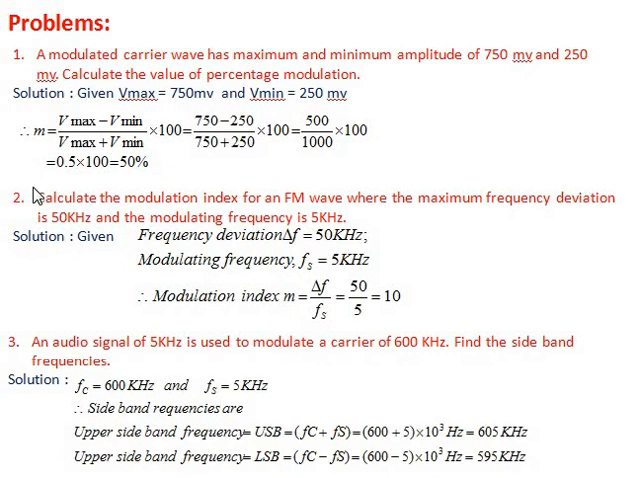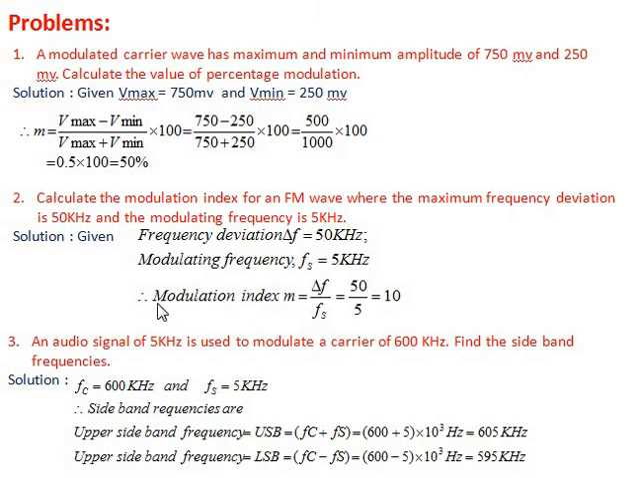Next, second problem: calculate the modulation index for an FM wave where the maximum frequency deviation is 50 kilohertz and the modulating frequency is 5 kilohertz. So this problem is also a simple problem. Frequency deviation they have given, modulating frequency they have given. Therefore frequency deviation delta f is equal to 50 kilohertz. Modulating frequency, that is fs, signal frequency, is equal to 5 kilohertz.